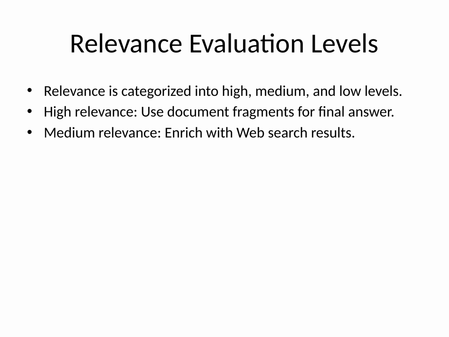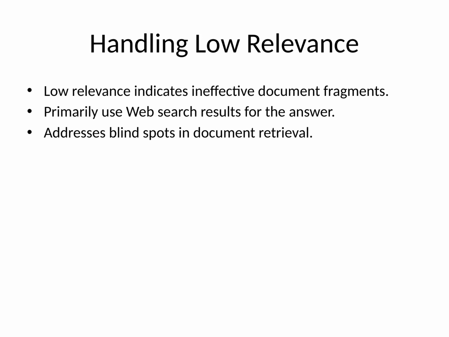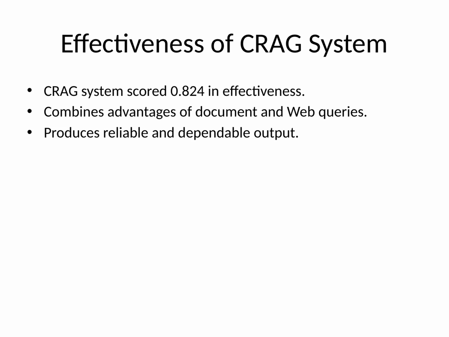For medium relevance, additional information is supplemented with web search results. When content has low relevance, it means the document fragments are ineffective in answering the user's question. In such cases, the system primarily relies on web search results to generate the answer, addressing any blind spots in document retrieval. The CRAG system has proven effective, scoring 0.824. It combines the strengths of document library queries and web page queries, solving unrelated blind spots and ensuring the output is both reliable and dependable.